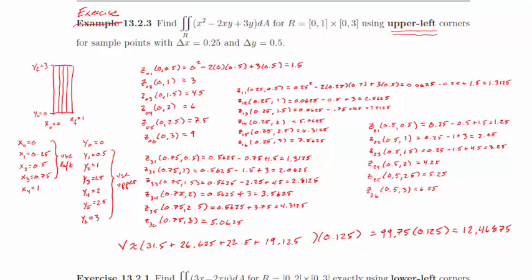All right. So I then say that my total volume is approximately the sums that I said there: 31.5 plus 26.625 plus 22.5 plus 19.125, that quantity, all of those added up first, times 0.125, which equals 99.75 times 0.125 equals 12.46875. And that 0.125, that is the delta A, where our delta A is delta x times delta y.